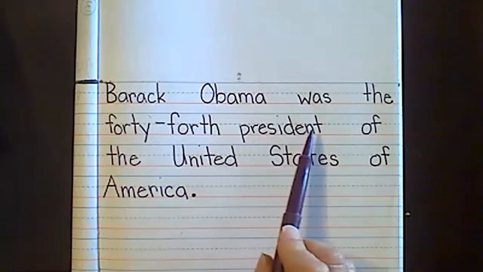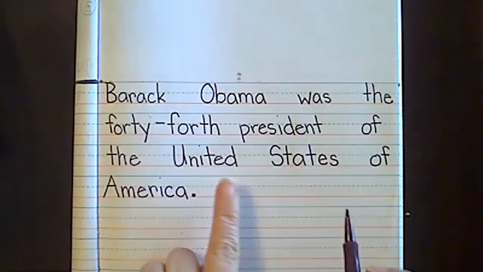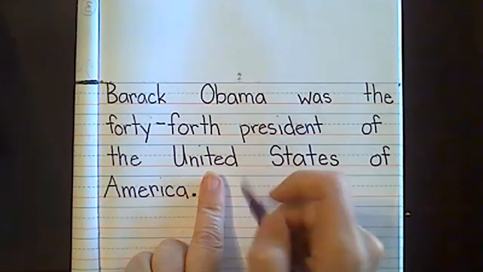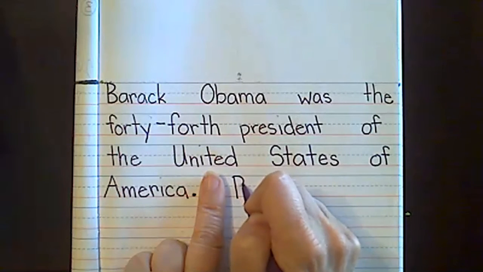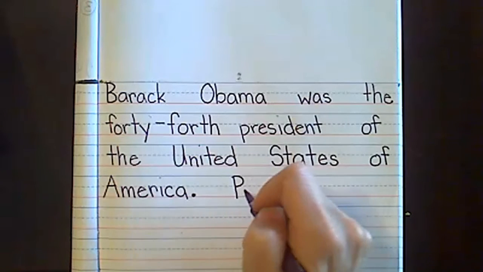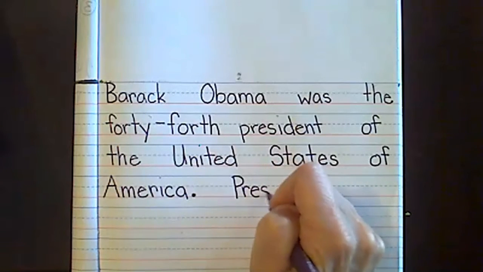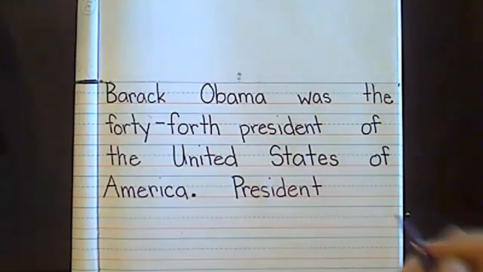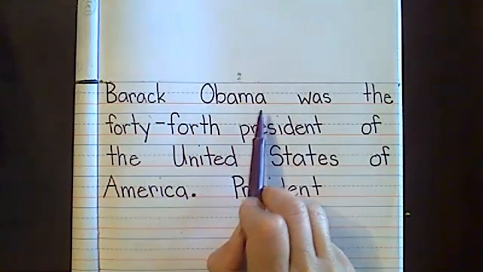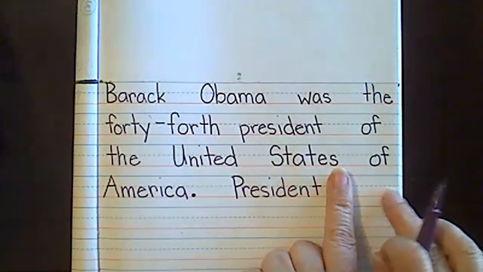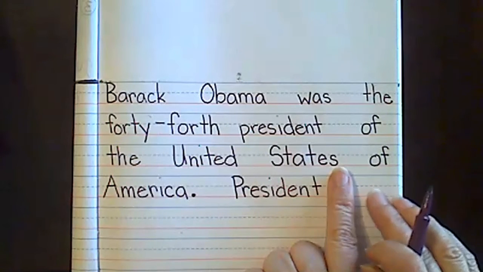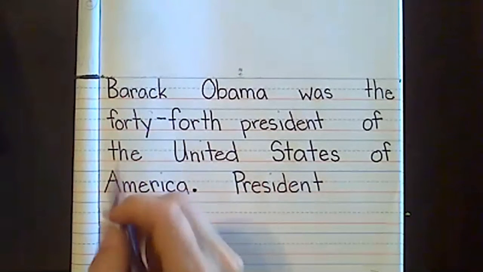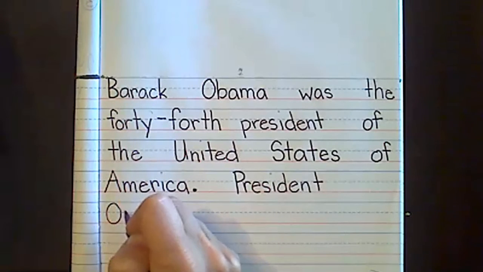President. We wrote it up here so we can refer back to that. Of course, we need a finger space before we start our next sentence and our capital, letting the reader know again we are starting a new sentence. President. Obama, we also already used. I have a little bit of room here, but I feel like if I try to squeeze it in, it's going to be really squished. So I'm going to go ahead and move it down to the next line. Obama.